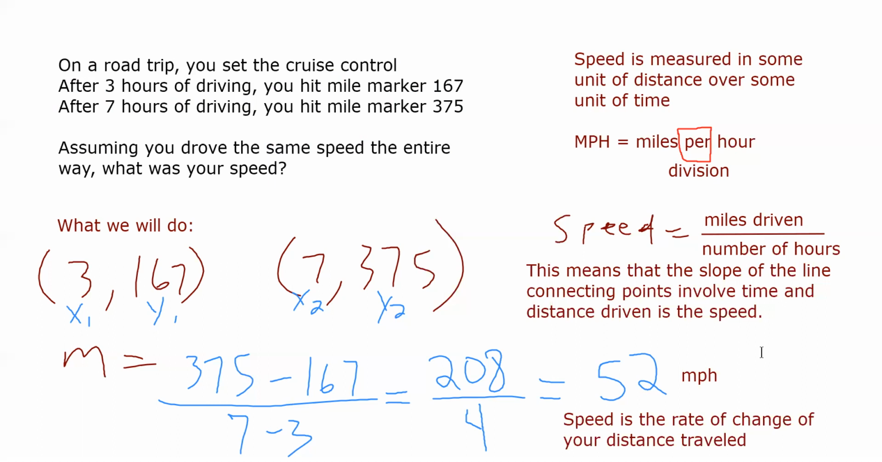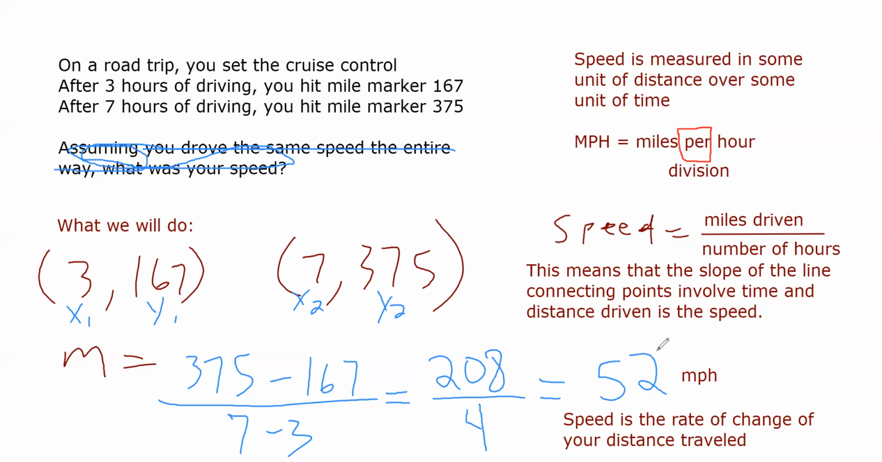Now, what if we wanted to relax this assumption here? Assuming you drove the same speed the entire way. What if we wanted to relax that? Assuming nothing. Let's just completely cross that out. Let's instead say you decided to make some stops because 52 miles an hour, if you're on a road trip and the speed limit on a good interstate is usually at least 70, is not really making good time if you're allowed to drive 70 the whole way.